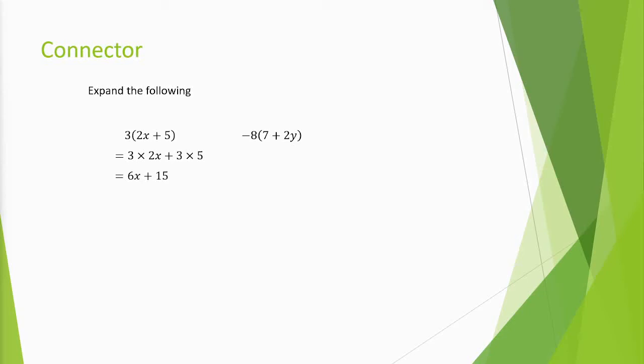For the negative 8 outside of 7 plus 2y, we do the same thing, but this time we make sure that that negative sign is attached to the 8 because it is a negative 8, not just the 8. Again, we simplify and we get negative 56 minus 16y. If you're not sure about how to do this expansion, click on the card above and you can go and have a look at that video.